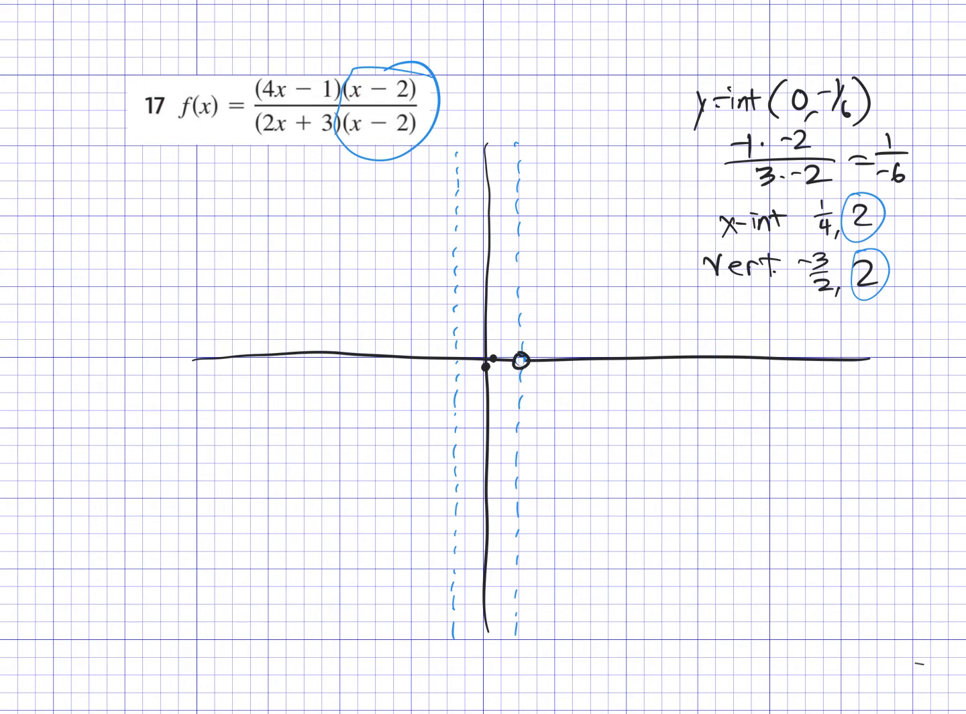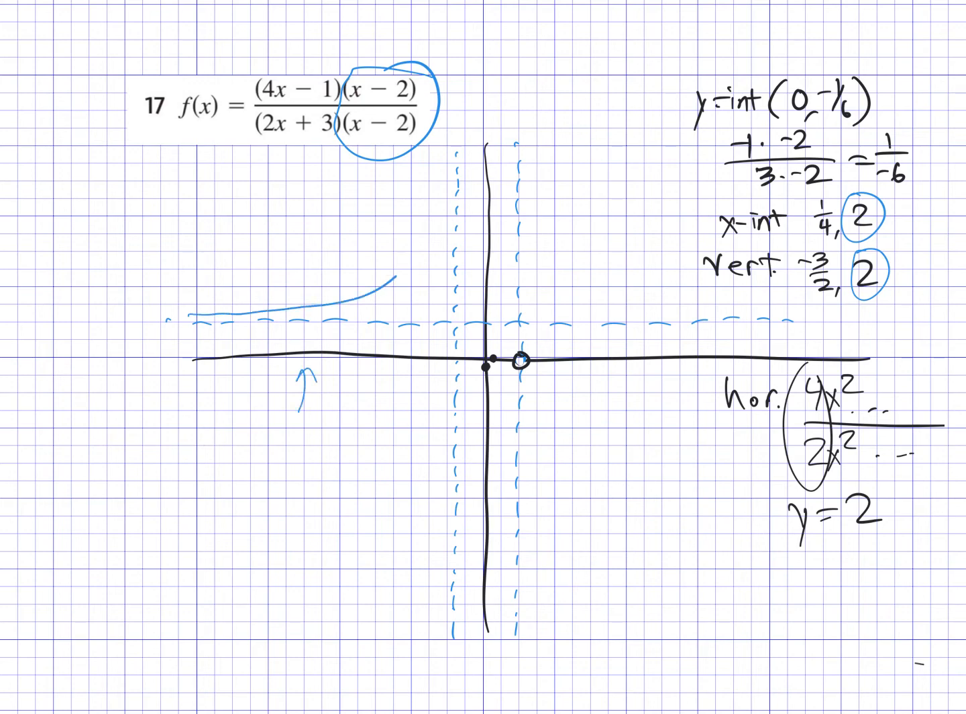All right, now horizontal asymptote. Our leading terms would be 4x squared over 2x squared. So since they're the same, y equals 2 is your horizontal asymptote. All right, so now we're going to graph this. There are no x-intercepts here, so that's going to, oops, let's do black. This is going to go like that. No x-intercepts here at the moment from what we can tell.